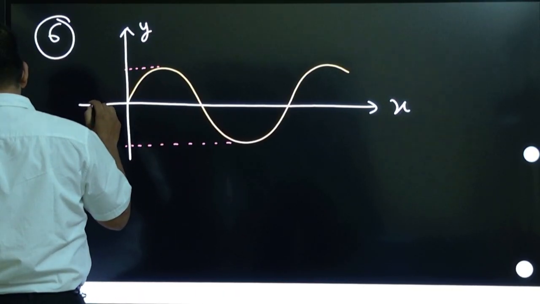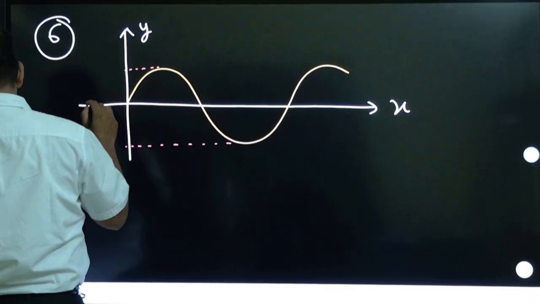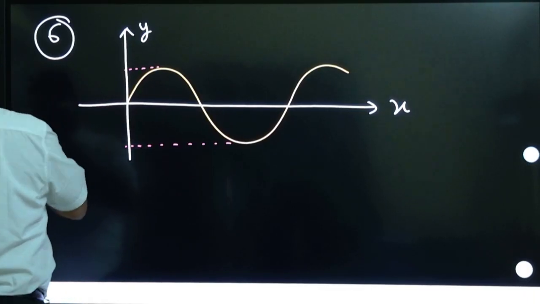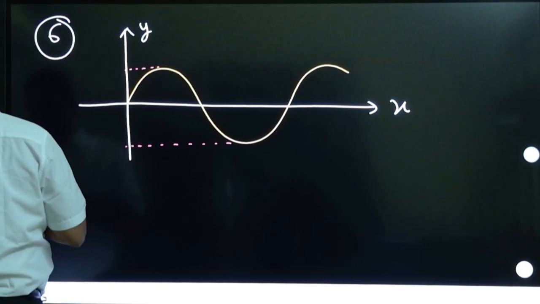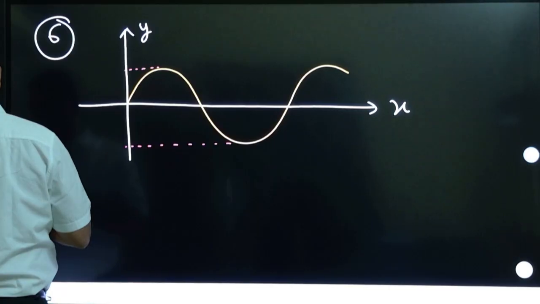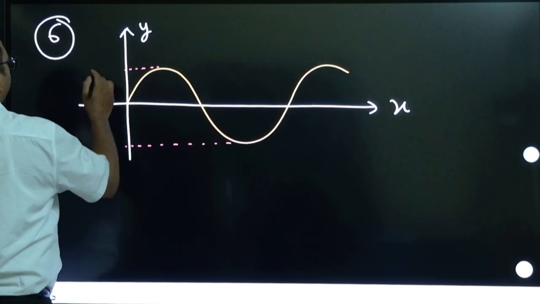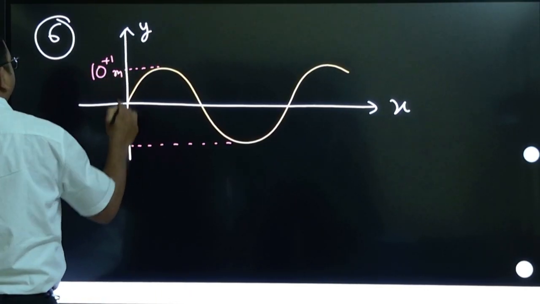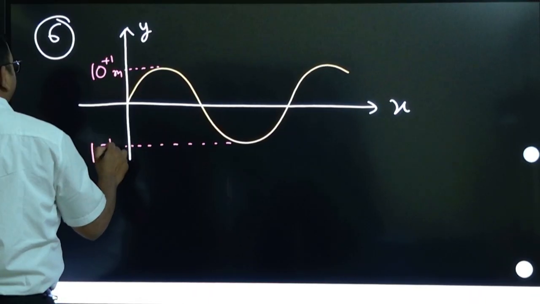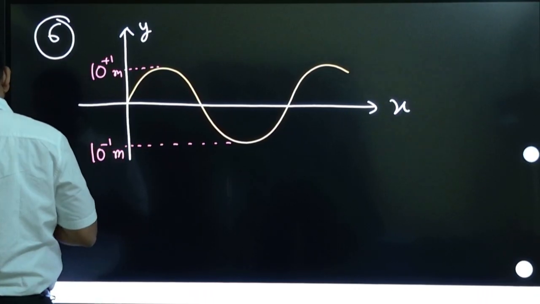This is 10 to the power plus 1 and 10 to the power minus. It should be the same now, the amplitude should be the same. Okay, this is given 10 to the power plus 1 meter. This is given 10 to the power minus 1 meter.